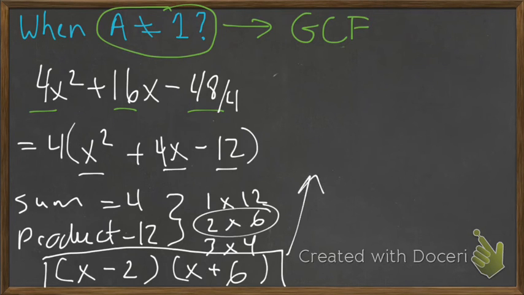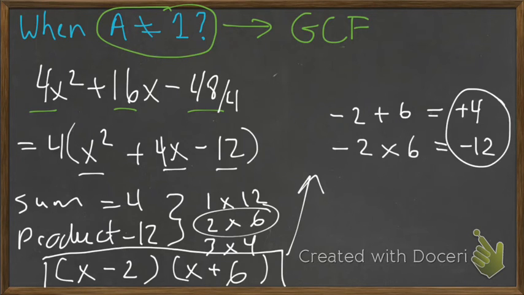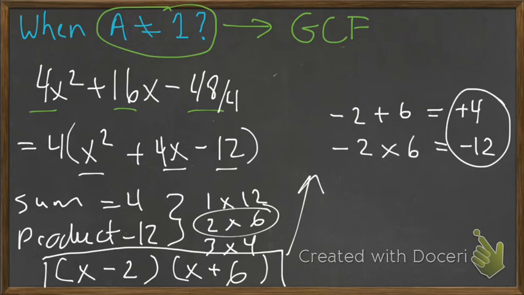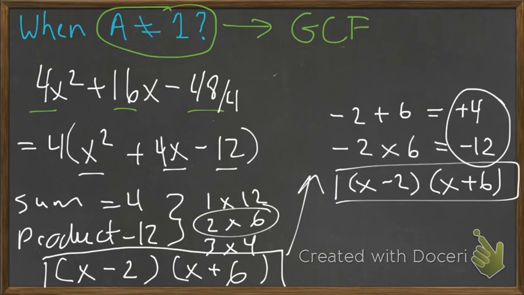Let's test it out. Negative 2 plus 6 is equal to positive 4. Negative 2 multiplied by 6 is equal to negative 12. If these values match these values, we're good. I think we are. Good. I'll write it out once more. X subtract 2, x plus 6 equals.